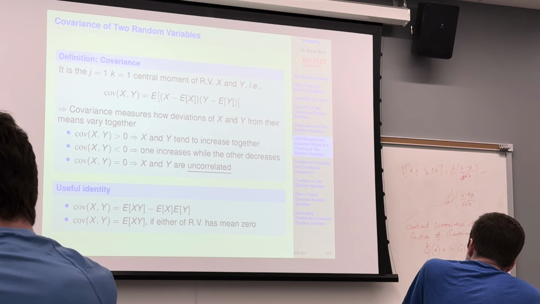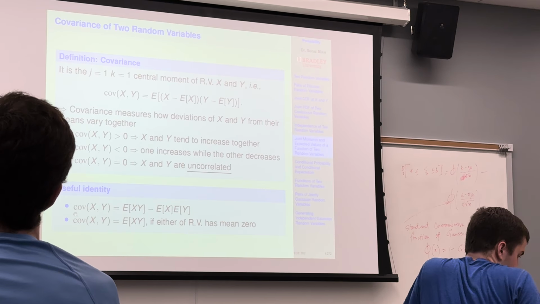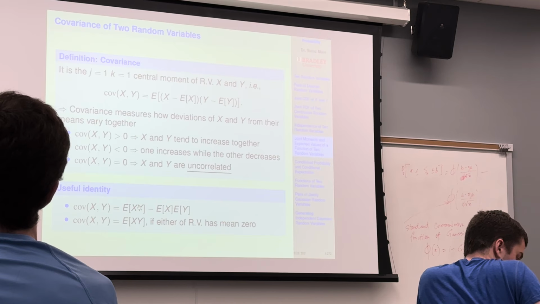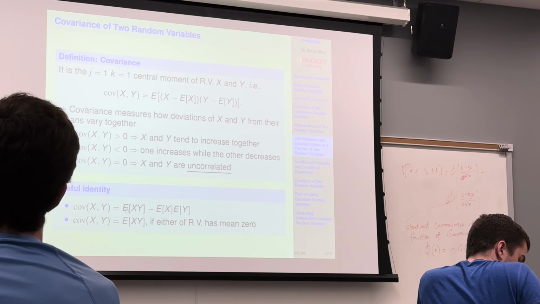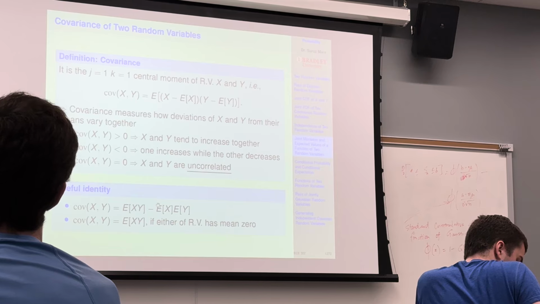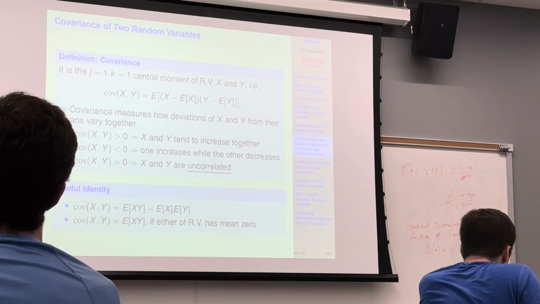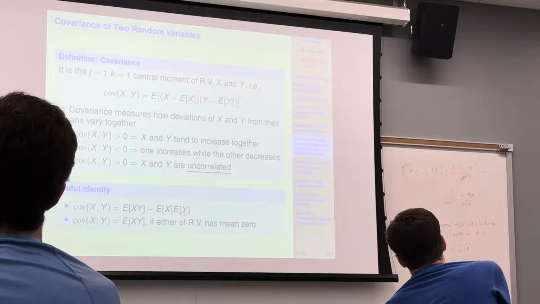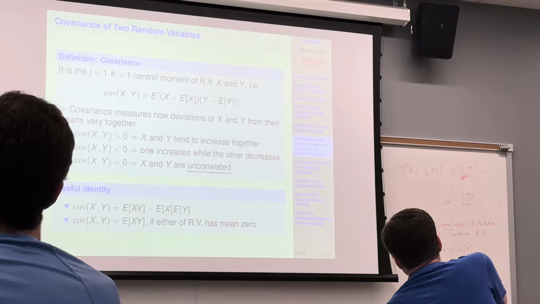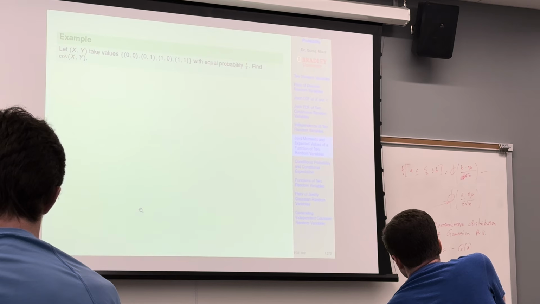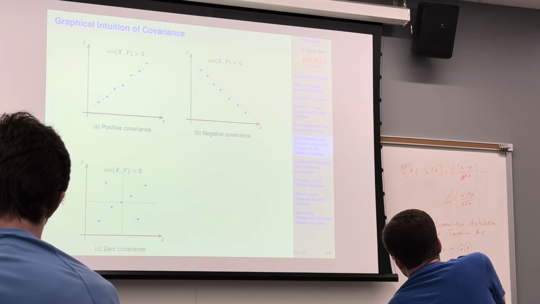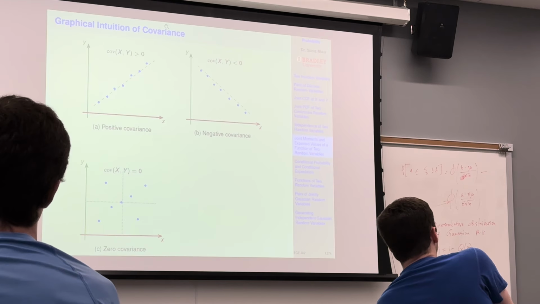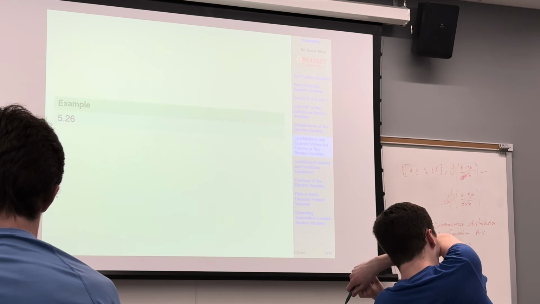And covariance boils down to correlation. Under what condition does covariance boil down to correlation? If either of the means of the two random variables is 0, then covariance becomes correlation. Here we have another example, a graphical demonstration of what covariance means graphically.